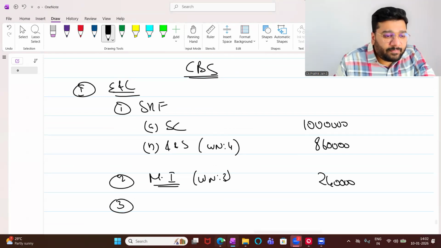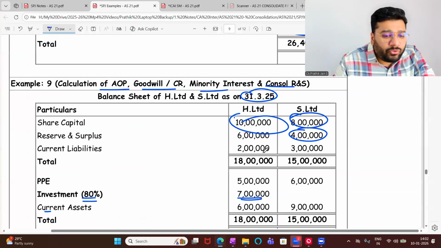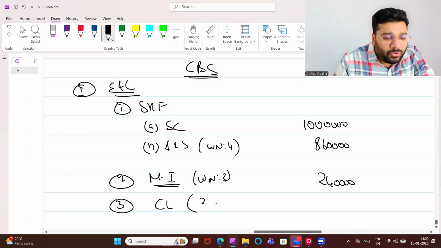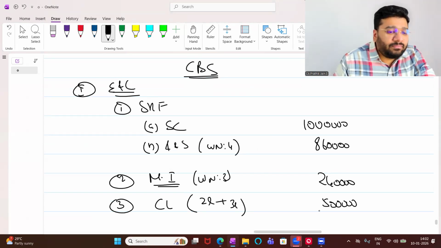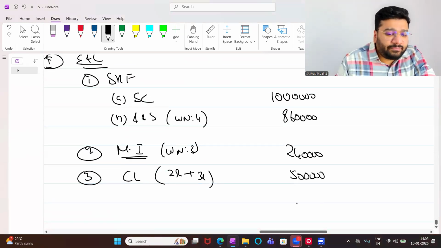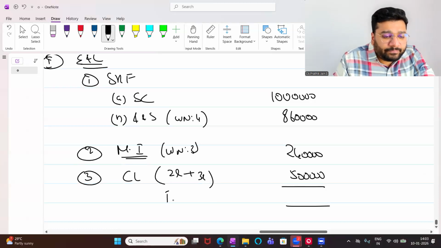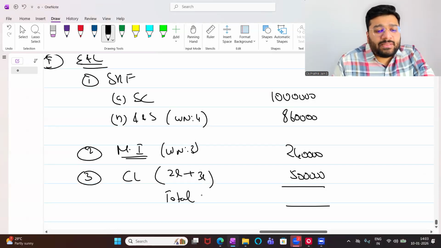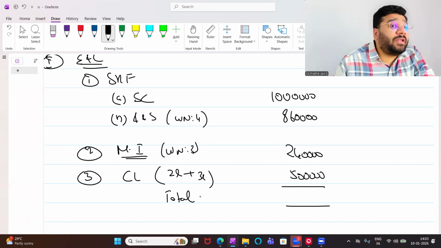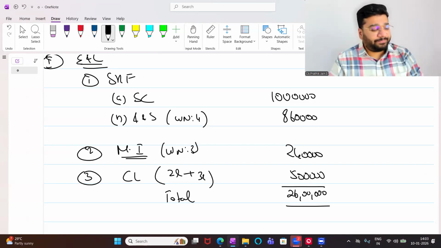Third is current liability. Just add both of them, 2 lakh plus 3 lakh, 5 lakh. Any other liability, please? No. Tell me the total liability. 10 lakh plus 860 plus 240 plus 5 lakh. 26 lakhs. Online people, matching or not matching? Yes, sir.